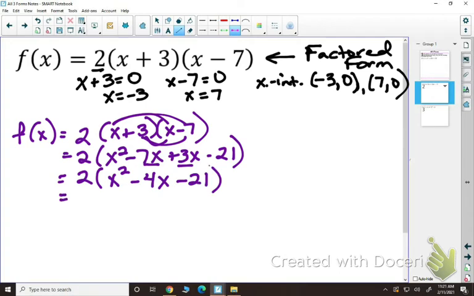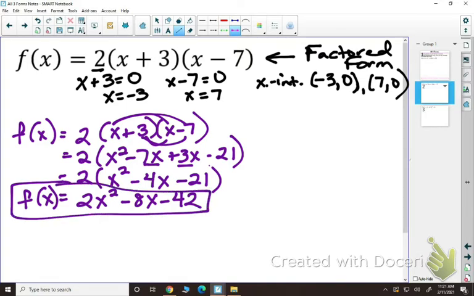And then last but not least, we need to distribute our 2. So we're going to have 2x squared minus 8x minus 42. So this particular form here, let me just put a box around it. This is standard form.